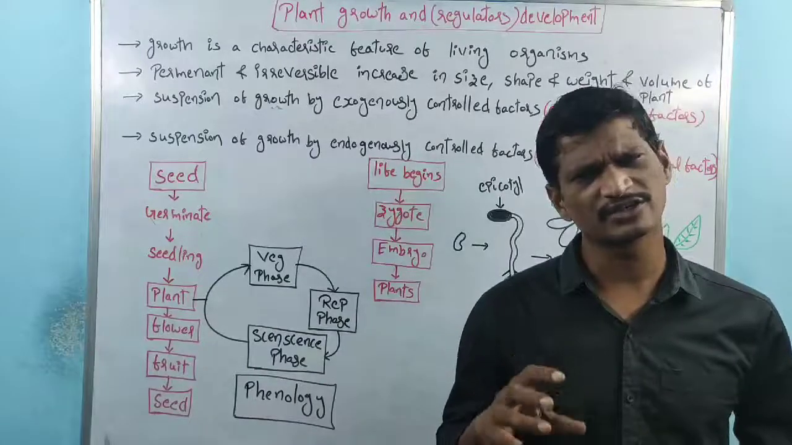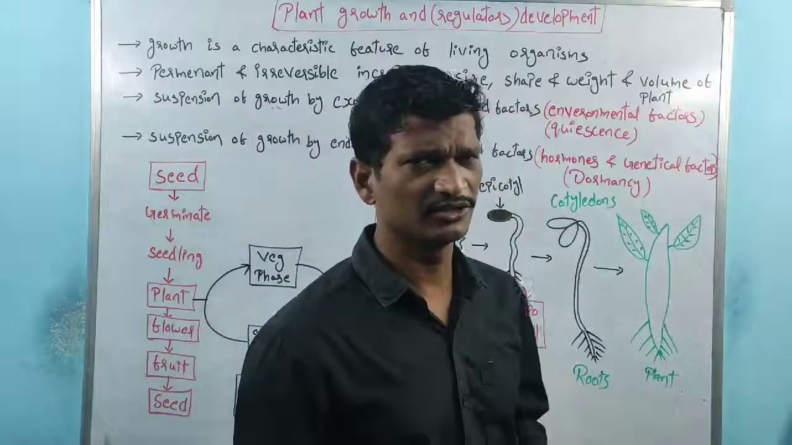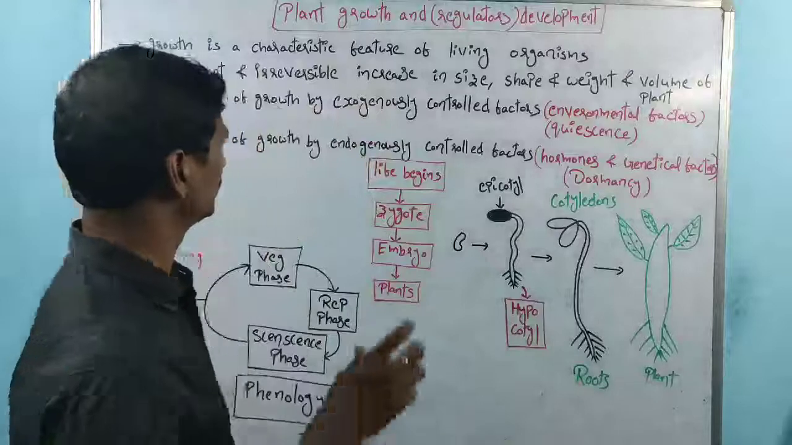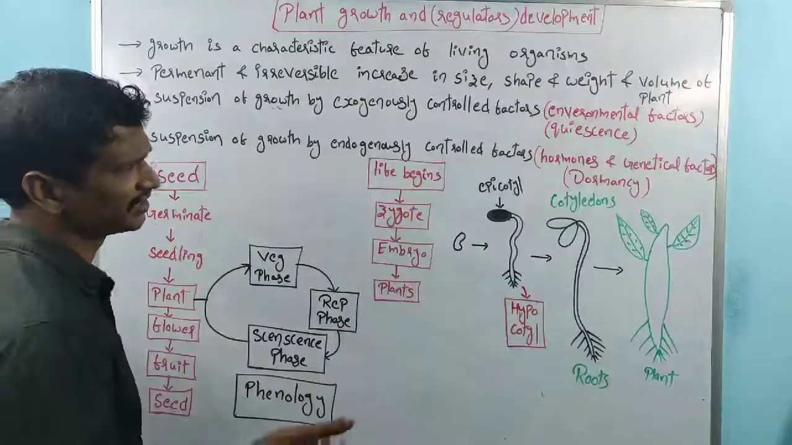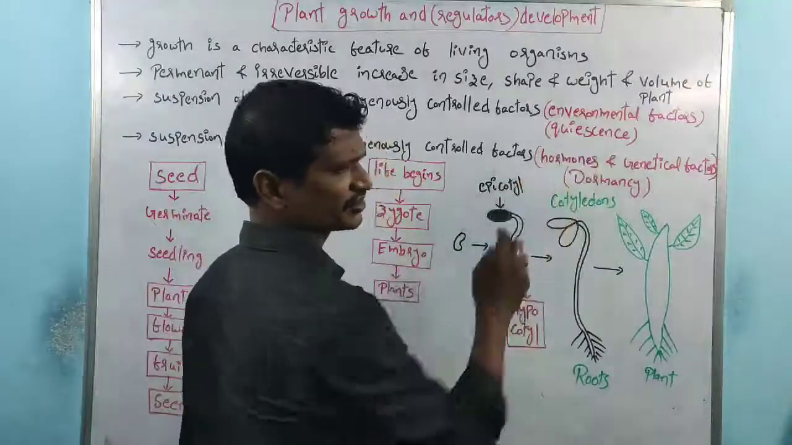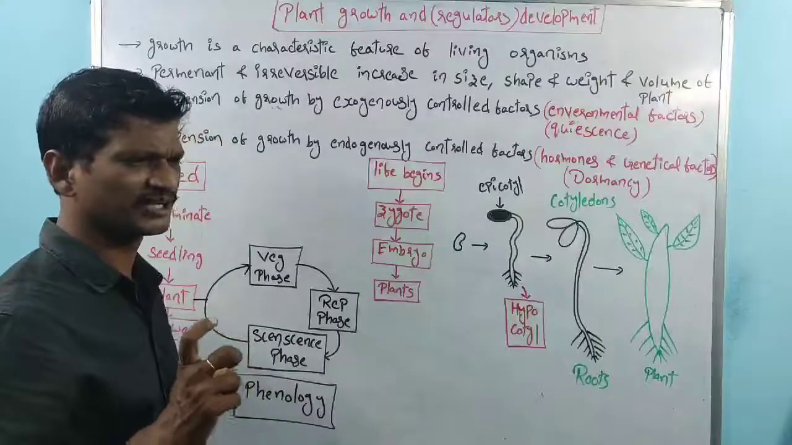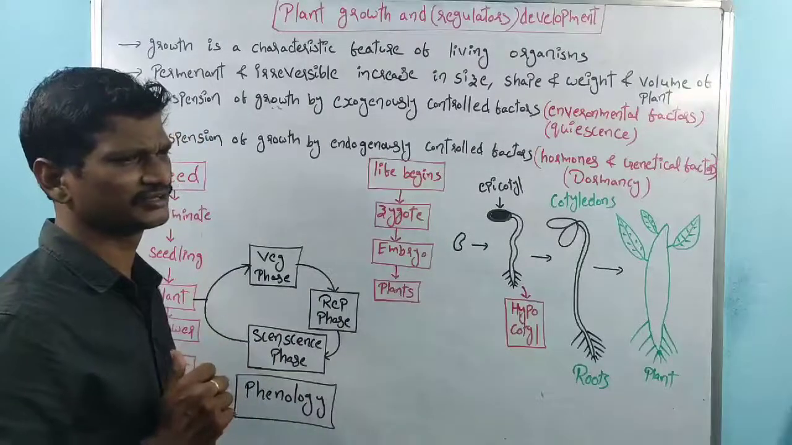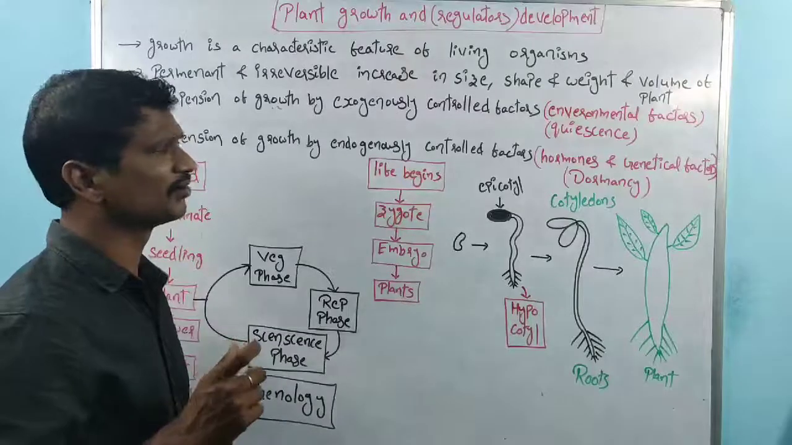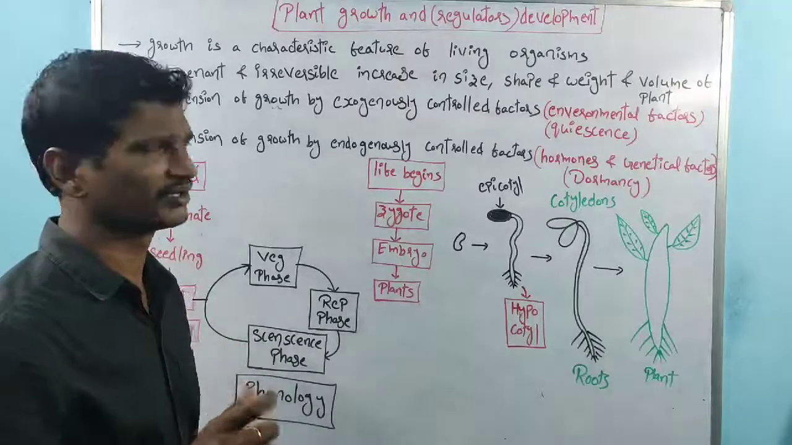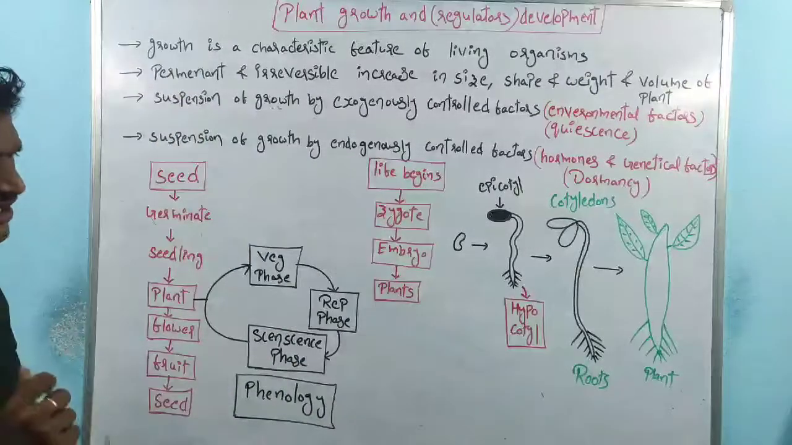So environmental factors also influence the growth. If the growth is inhibited by the external factors, that is called quiescence. All of you remember, if the growth is suspended by the external factors or environmental factors, that mechanism is called quiescence, right? And next one, growth is inhibited by the internal factors.